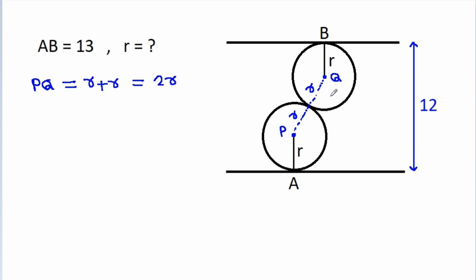And if we extend BQ to, suppose this point is M, then this angle will be 90 degrees and BM will be equal to 12, this length.